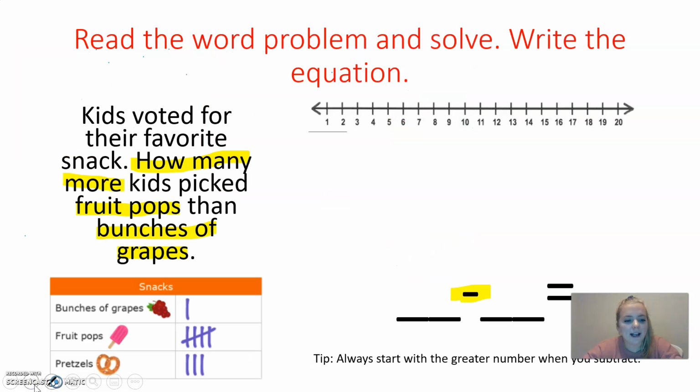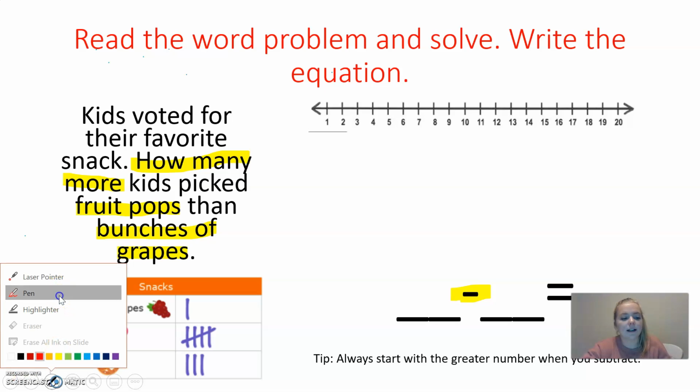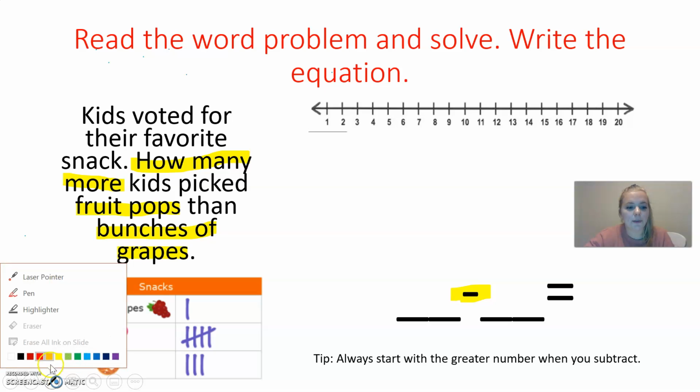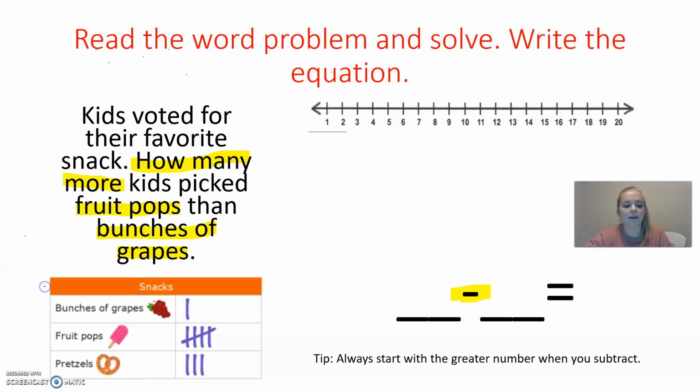And our word problem for today is going to use this tally chart. So here's my tally chart. Kids voted for their favorite snack. How many more kids picked fruit pops than bunches of grapes?